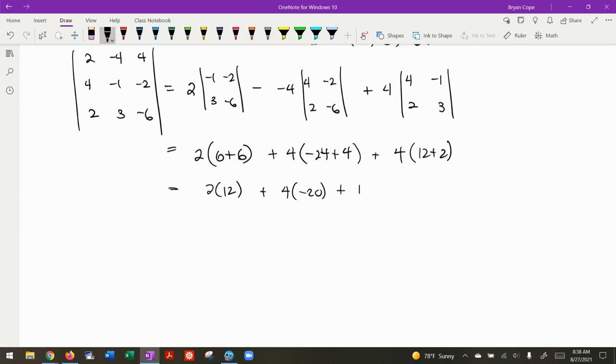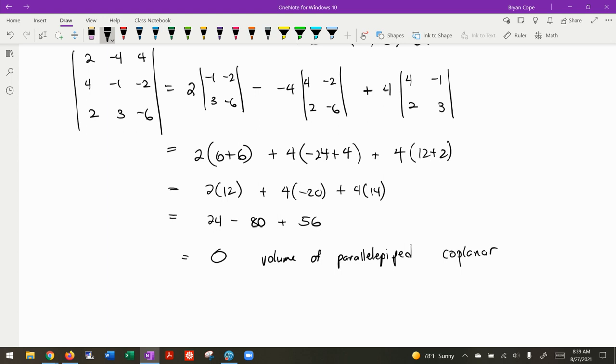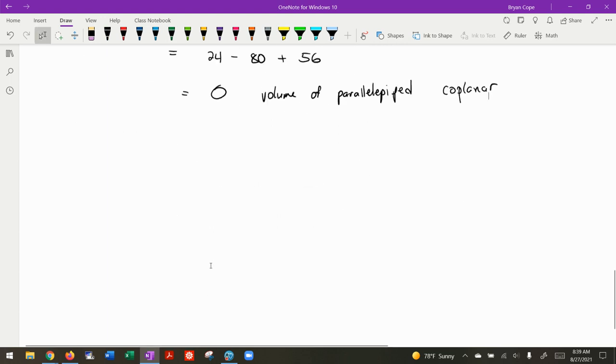Yep, and then plus 4 times 14. 24 minus 80 plus 56, and that is 0. So, because the volume is 0, that's the volume of the parallelepiped, so these are coplanar points. All right, and then finally, let's do 45.